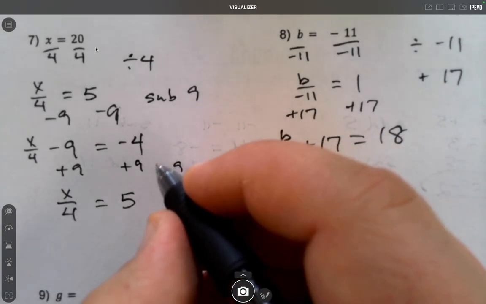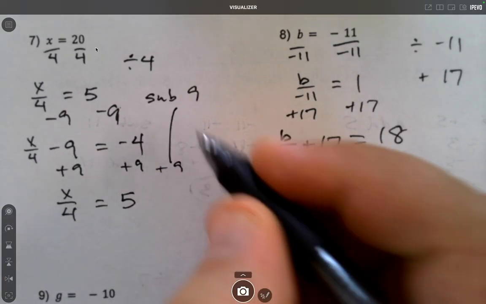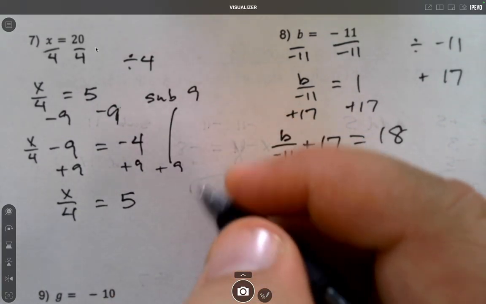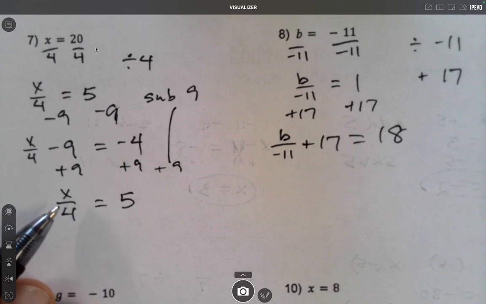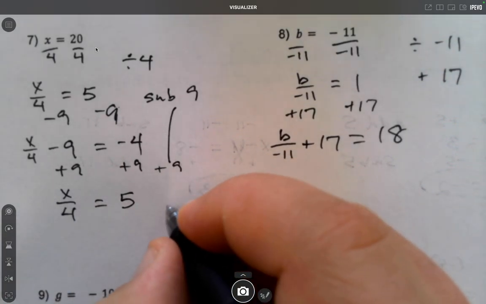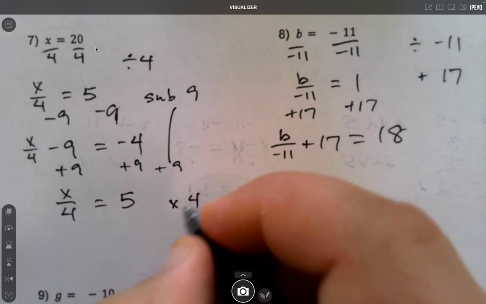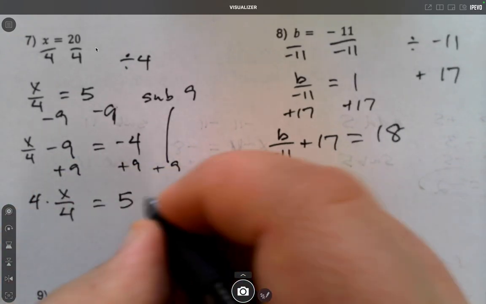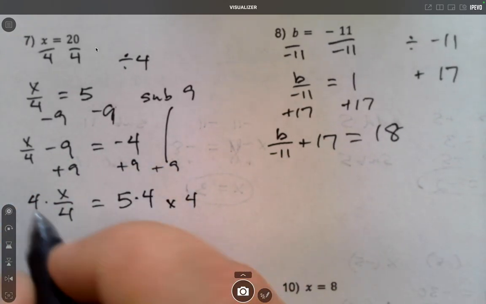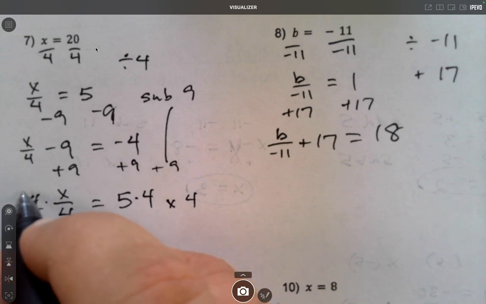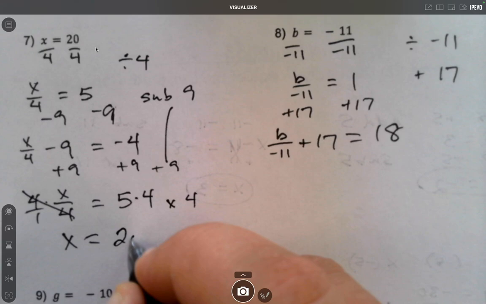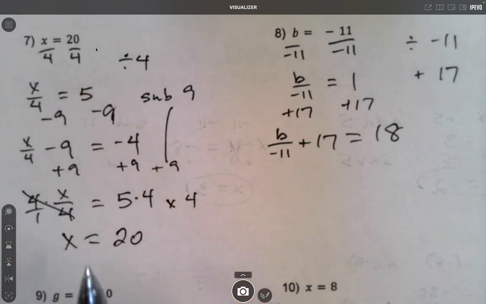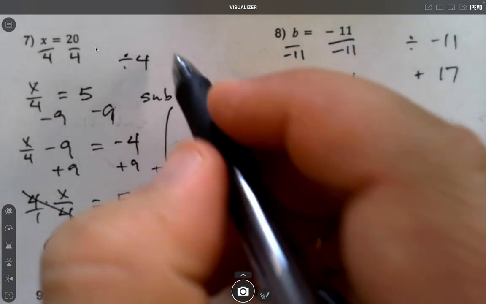So we've got these two linked. Subtract 9, add 9. Now we'll need to multiply by 4 because as you look, what's still with x is being divided by 4. So we need to do the opposite and multiply by 4. So I multiply this side by 4, multiply this side by 4. This is really 4 divided by 4, so that's 1x. 5 times 4 is 20. And we've gotten the answer he got.